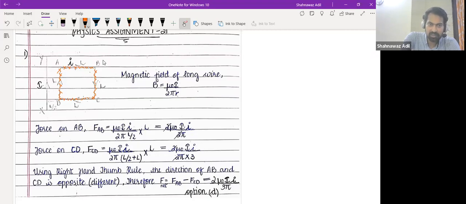AB is in which direction? This is the length you are talking about, right? And you know what force is? Force is I L cross B, right? Yes. So what would be the AB length?